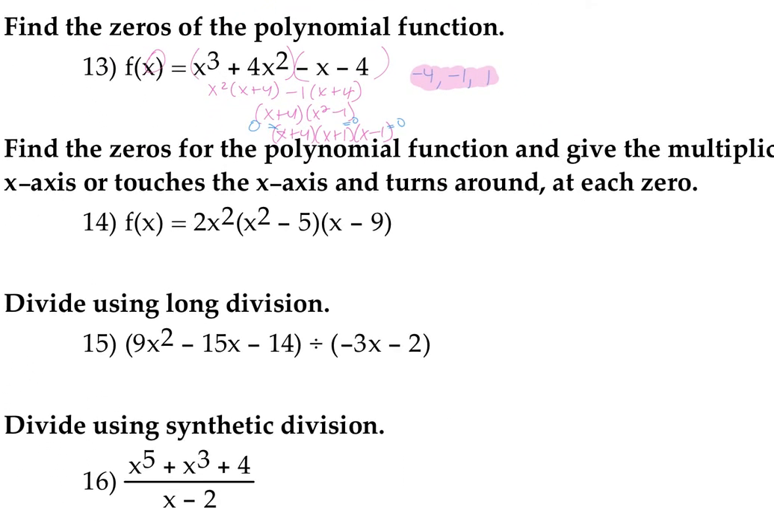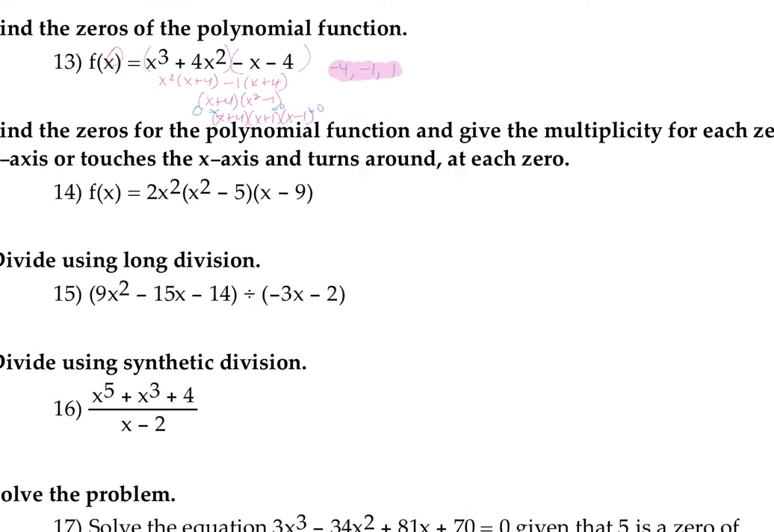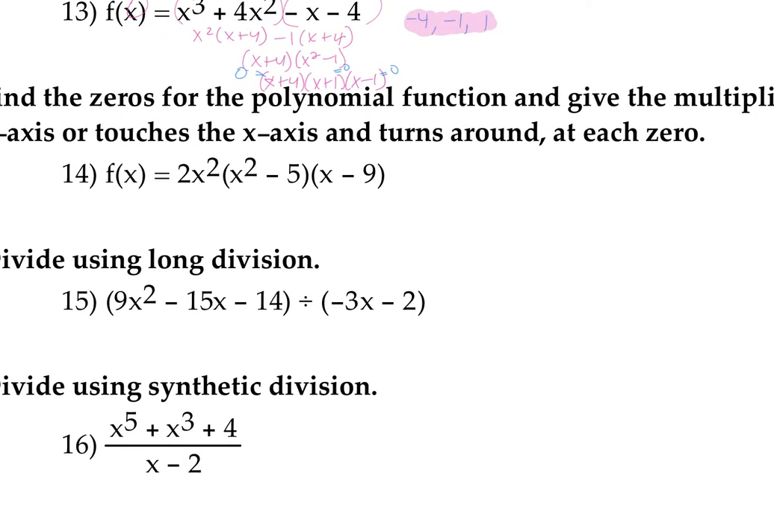14, find the zeros of the polynomial and then give the multiplicity for each zero, tell whether it touches and turns around or crosses through. So the first thing I'm going to do is set each of these equal to 0.